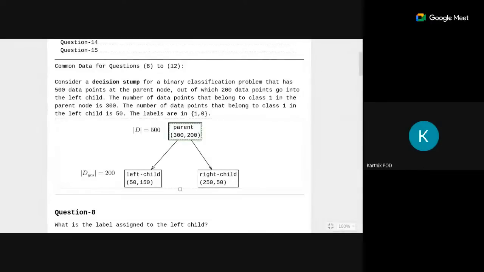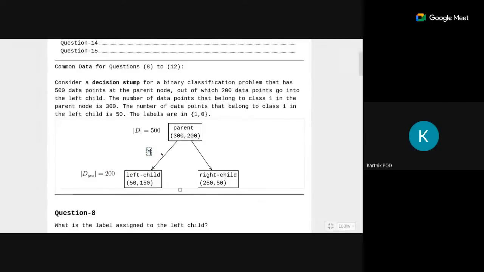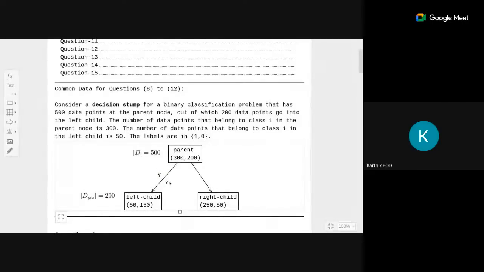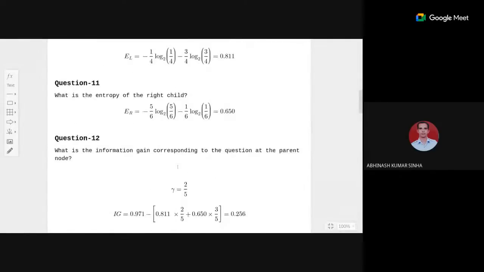No, that yes and this yes, no are different. Yes and no refer to the outcome of the decision, so the two branches are referred to as yes and no. It is better to use the terms positive and negative. So there are 300 positives and 200 negatives. That is different from the outcome of the question that you asked, so you shouldn't confuse the two. Got it, sir. Thank you, sir.